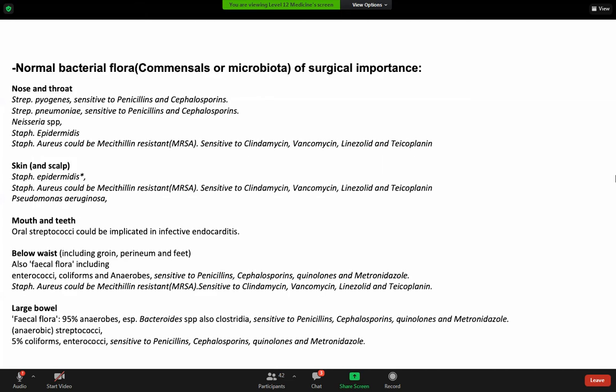We have a lot of normal bacterial flora. You don't have to remember all of that, just know what the normal bacterial flora is in the nose and throat, the GI system, and the skin. There are some specific bacteria that are normal at those places.